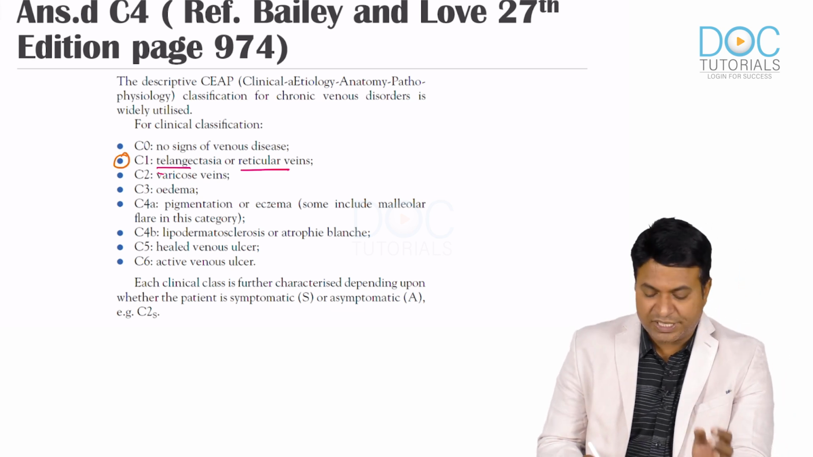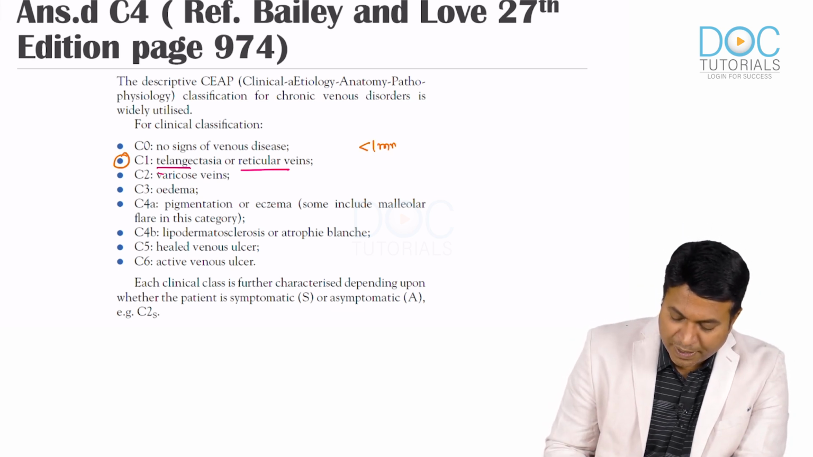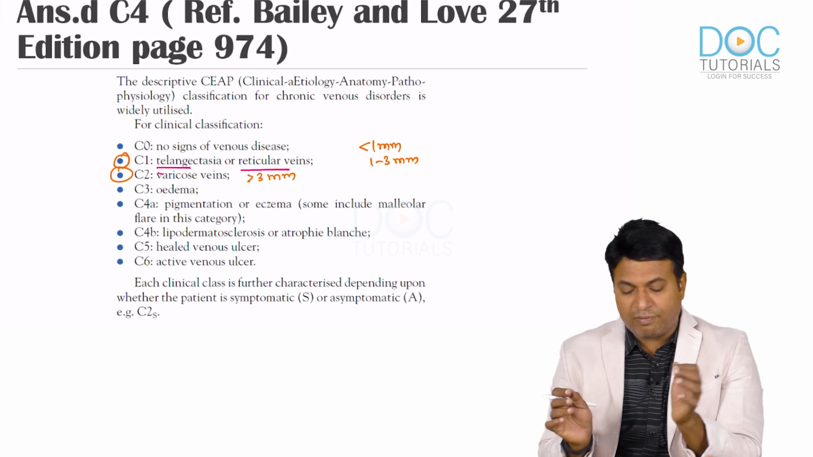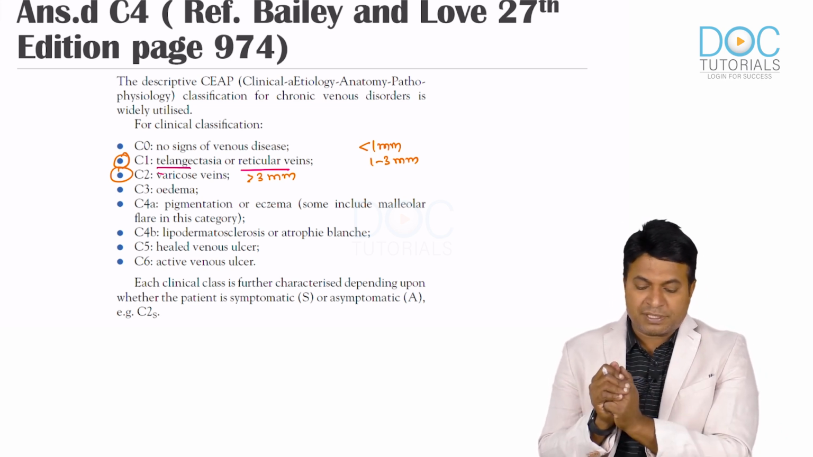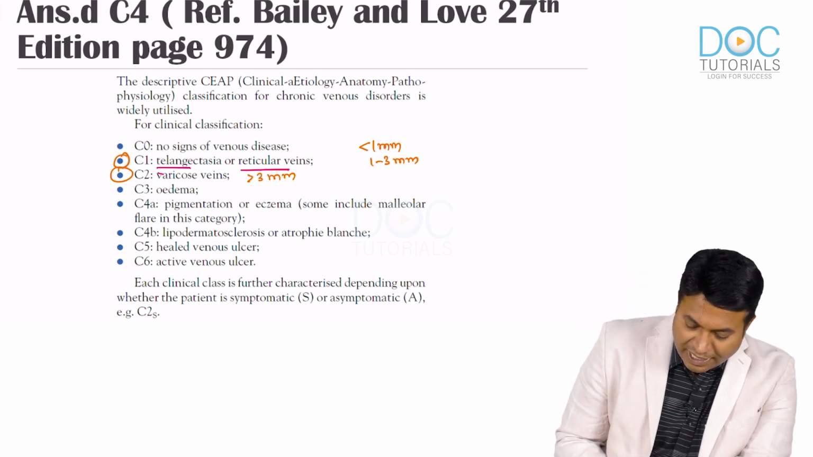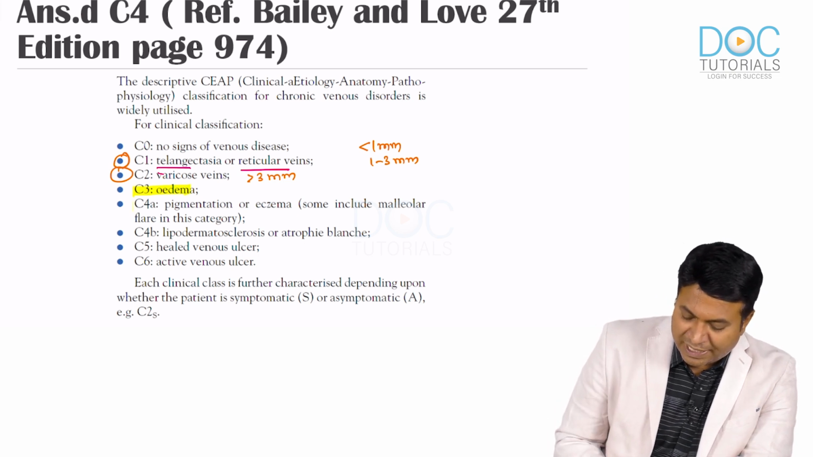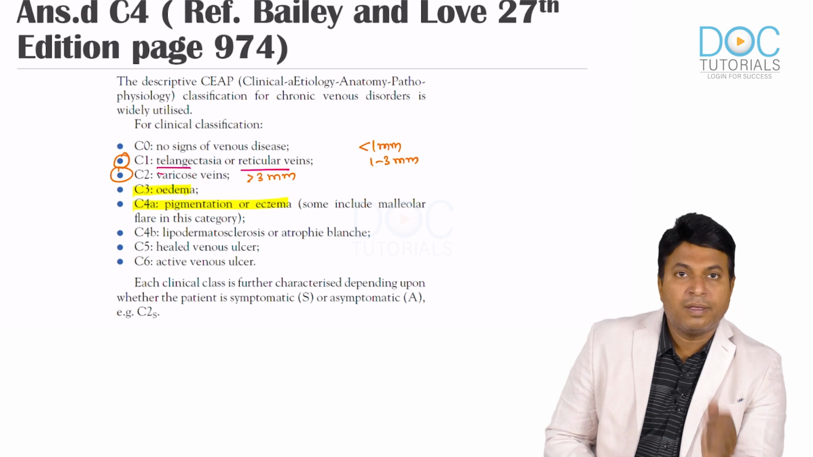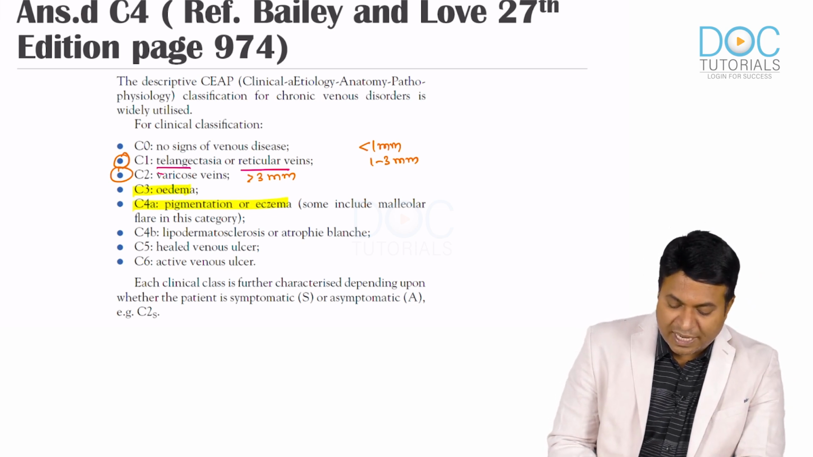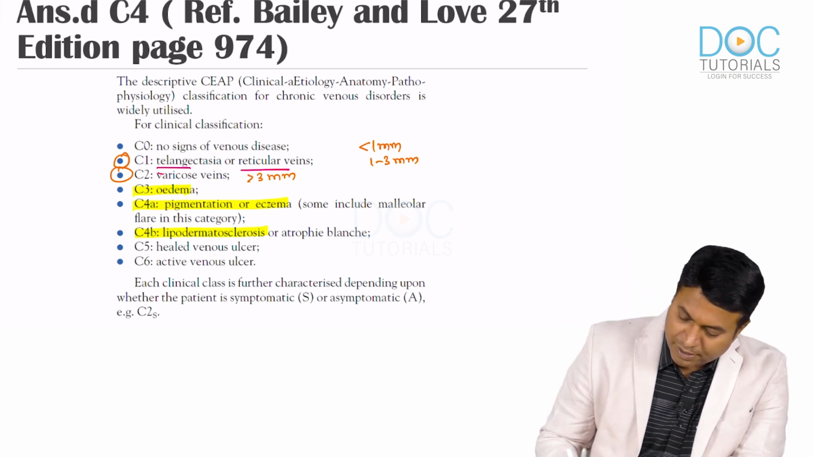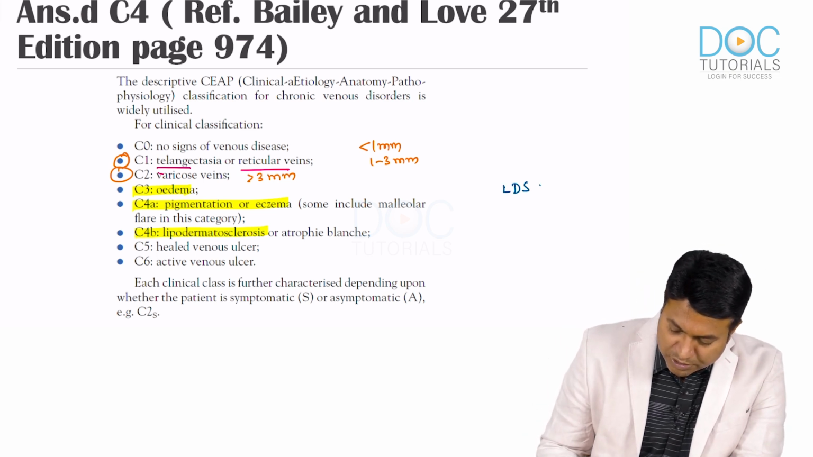C1 is telangiectasia, meaning less than 1 mm vein. Reticular vein is 1 to 3 mm vein. A varicose vein is more than 3 mm in diameter. If only edema is there, it is C3. C3 for edema, C4 for pigmentation and eczema. C4A is for pigmentation and eczema, C4B for lipodermatosclerosis. So please don't forget this question, lipodermatosclerosis is very commonly asked, it is C4B.